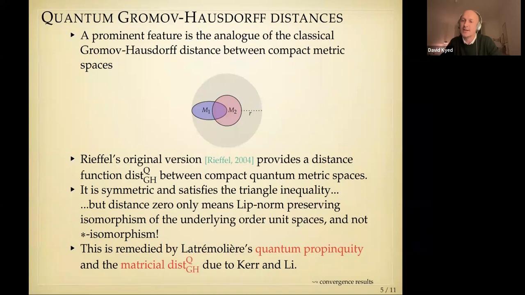And it is indeed so that if you have order distance 0 there, then you really do get a star isomorphism intertwining the two Lip norms. And there are other ways of doing it. There's a matricial version of this quantum Gromov-Hausdorff distance, which is due to David Kerr and Hanfeng Li in two different papers, and then a third paper that shows that the two different constructions are actually the same.